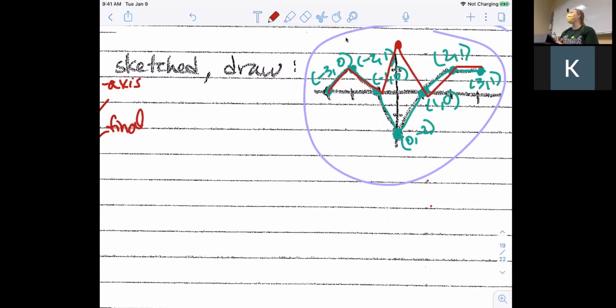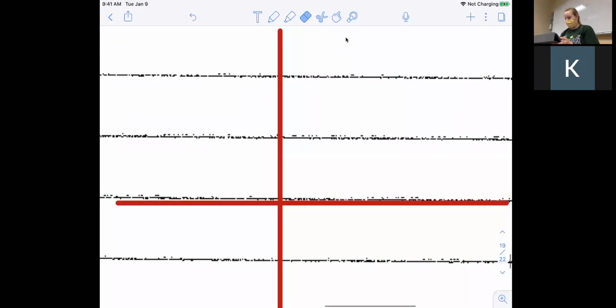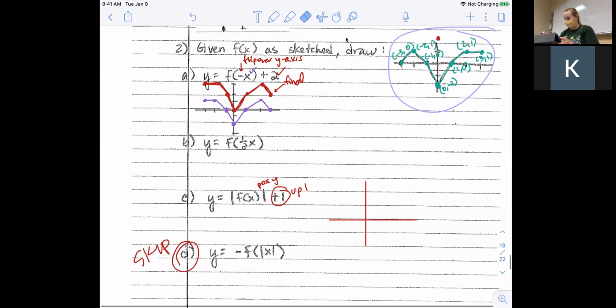Everything else is at 0 or above 0. So do you see how I just traced the red? That's if I only did the absolute value. The only point that needs to move is at 0, -2. But I also need to do +1. So now I'm going to take all those points and shift them up 1 unit. Again, I'm only going to have one graph this time. But I also have to see them.